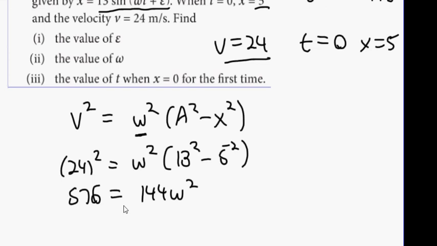Is that the v squared formula? That one there? Yeah, it's in the log tables.